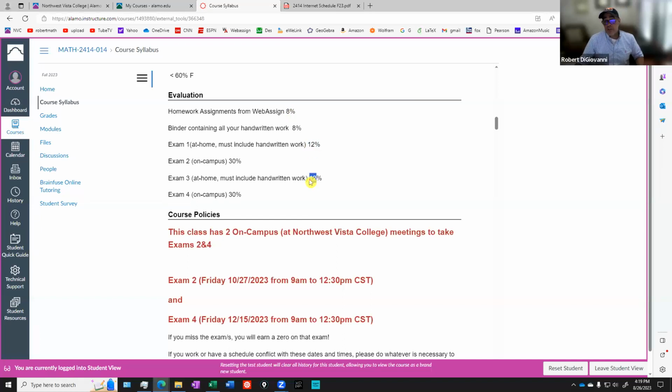That means we have a huge chunk of grade left, right? We have 60% of your grade that's still out there, and that is exam 2 and 4. Those two exams you actually have to come on campus for and sit down, paper and pencil, and take a test. Now, if you've taken me in the past, if you had me for Cal 1, this is new.